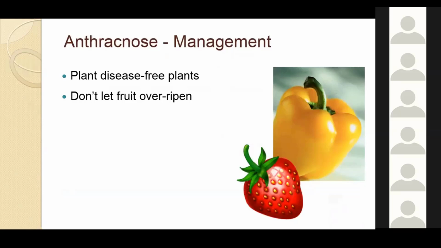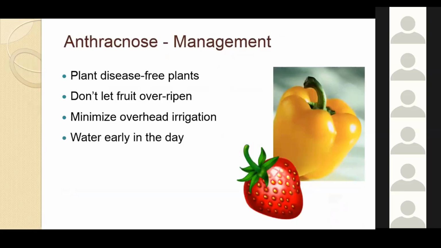So moving back to management of anthracnose on some of our fruits. One thing is not to let that fruit over-ripen. As the fruit over-ripens, now you're just waiting. It's no longer able to fend off a lot of the fungal pathogens, and the anthracnose can really take over. Minimize your overhead irrigation. A lot of the anthracnose fungi survive in the soil. Overhead irrigation tends to help that soil splash up, and then those spores can now infect the higher leaves.